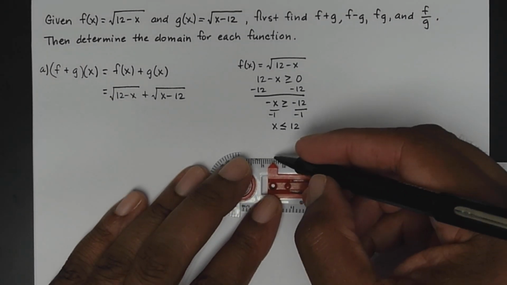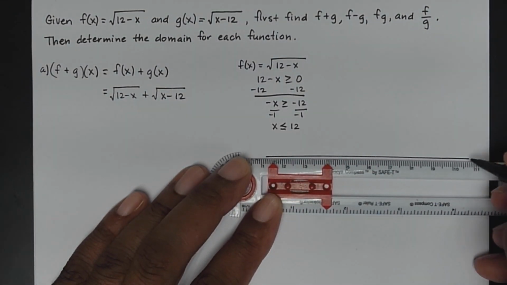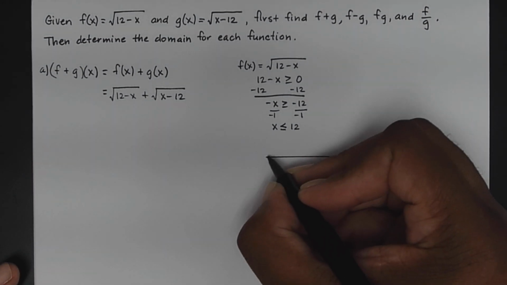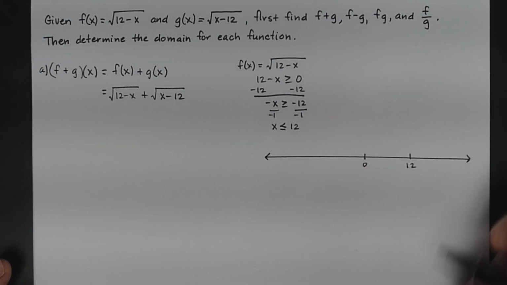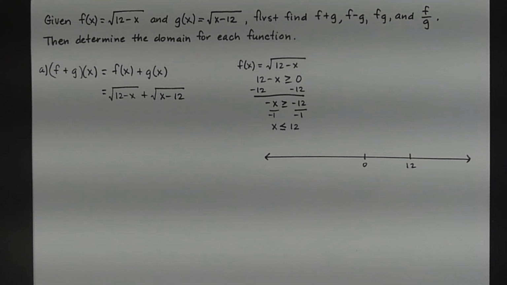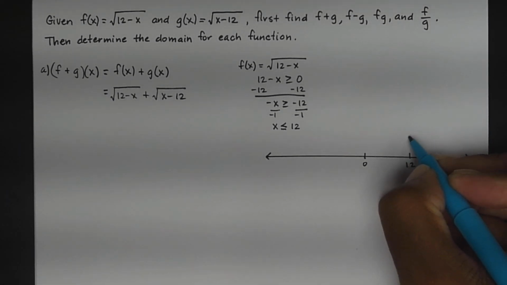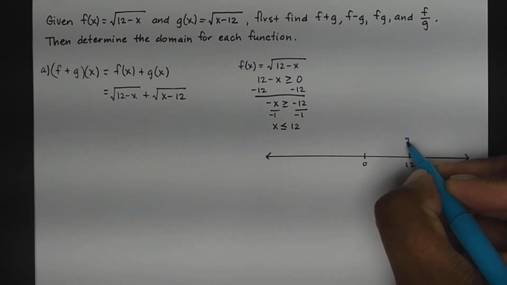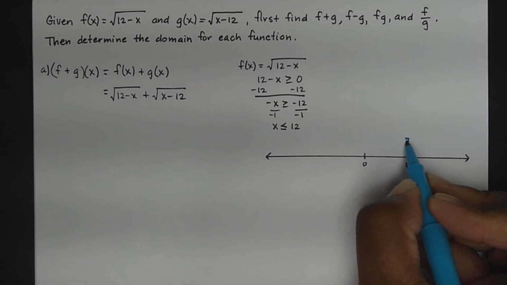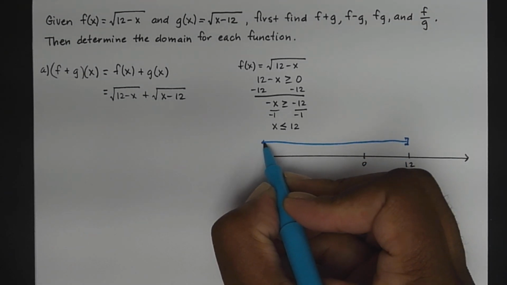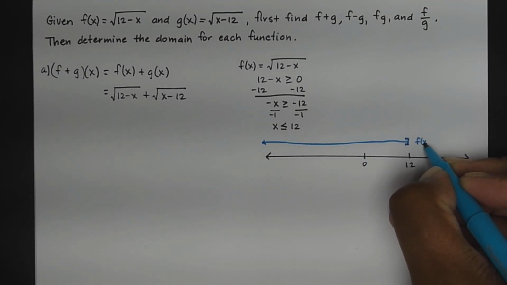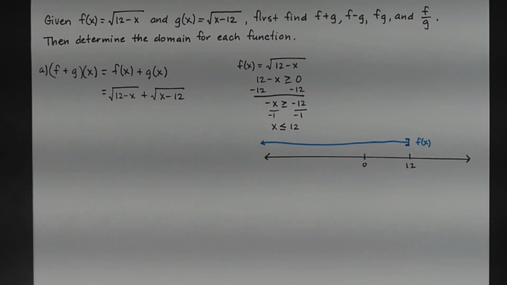Now, if I was to graph this on a number line, let's say 12 is over here. Now, for x is less than or equal to 12, at 12 I need a right bracket because 12 is included. Less than means it points to the left, so that means we shade everything to the left. So that represents the graph of f of x, or the domain of the function f of x.